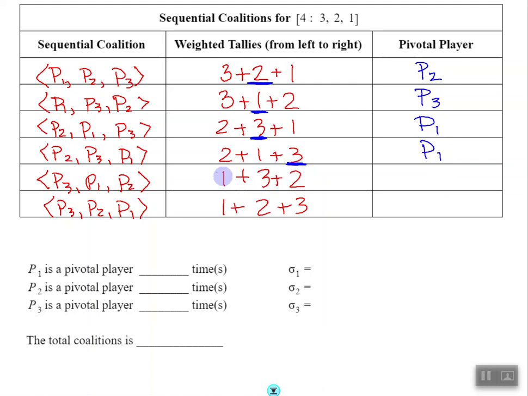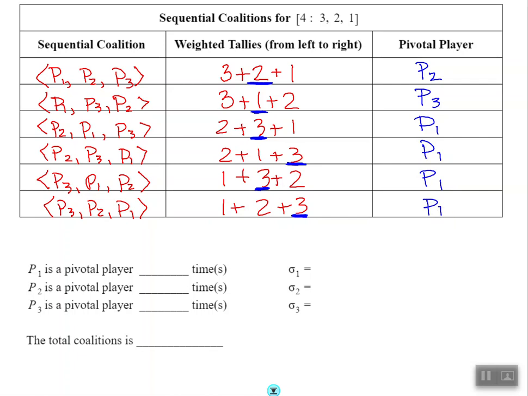Next, after the first person in this coalition votes, we have 1 vote. The second person votes, we now have 4 votes, which is enough to win. So player 1 is our pivotal player. Lastly, after player 3 votes, we have 1 vote. When player 2 votes, we're now up to 3 votes. We don't have 4 votes until player 1 votes.